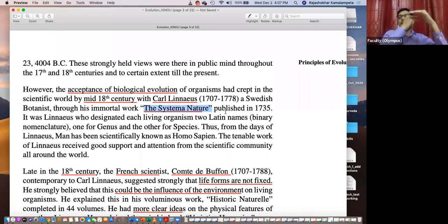He organized all these organisms into different orders. And he was the one who derived the concept of Homo sapiens, because he could see humans are different from plants, from animals, and from other species.